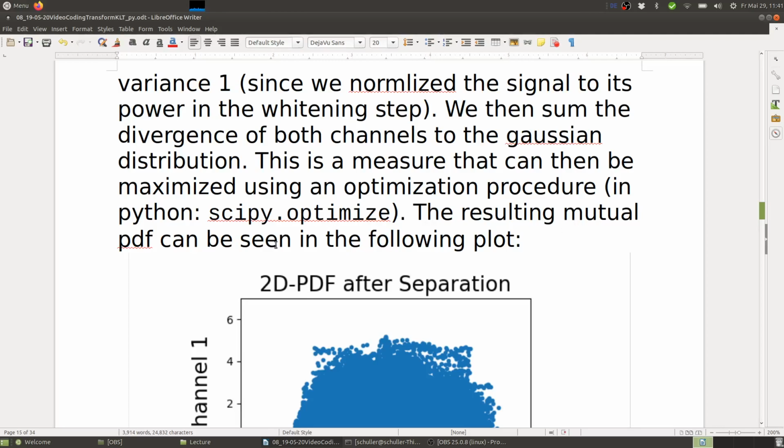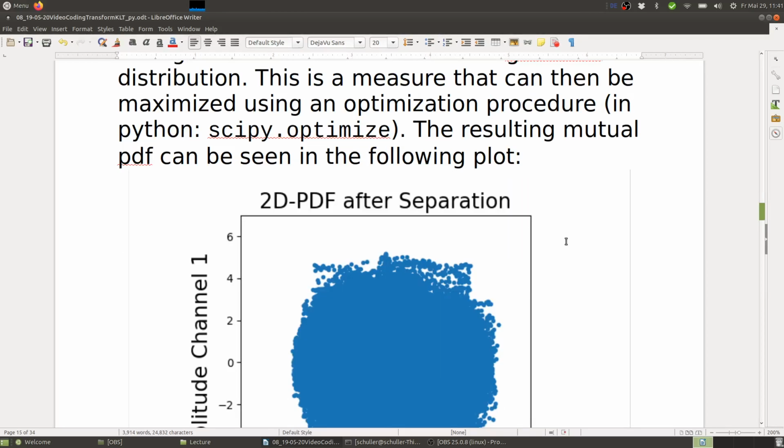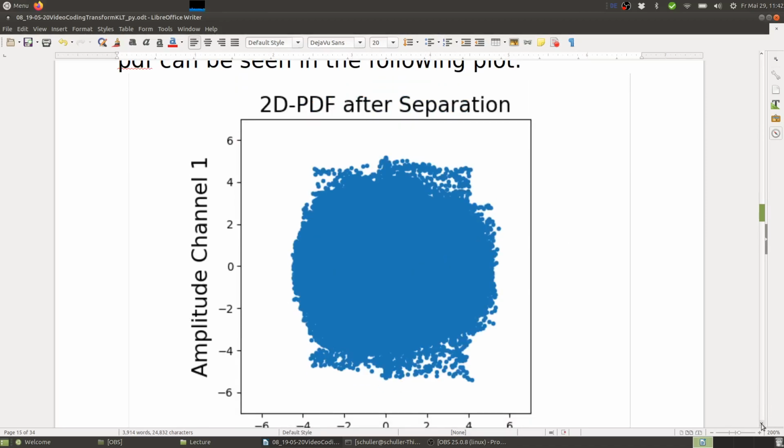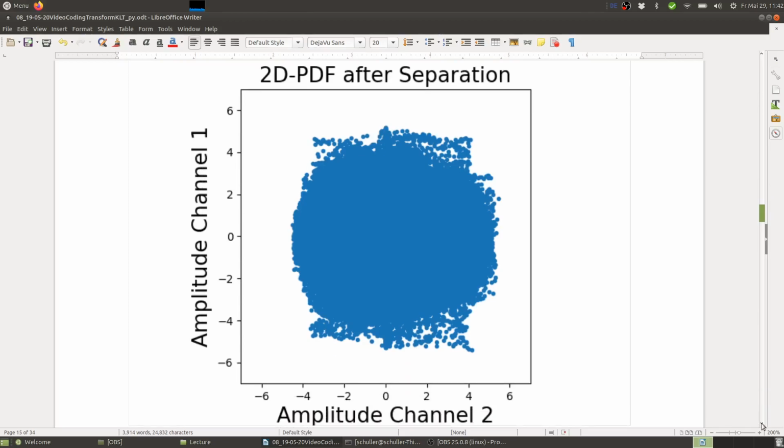And the resulting mutual PDF can be seen in this following plot. So here we maximized the non-Gaussianity. And indeed, now we can see the PDFs aligned with the axis. Right? So this is basically the two-dimensional PDF that we can now see, and it's now aligned with the axis. So now we can say that this is independent, not just uncorrelated, but now it's independent.